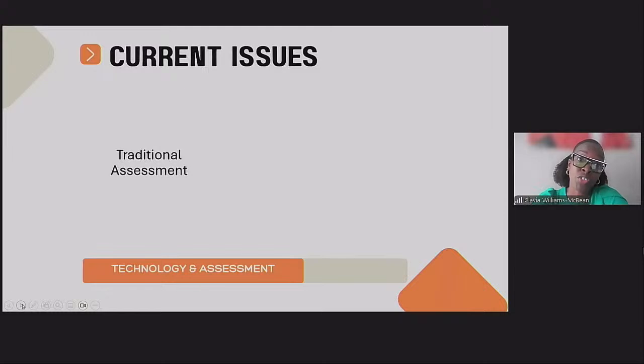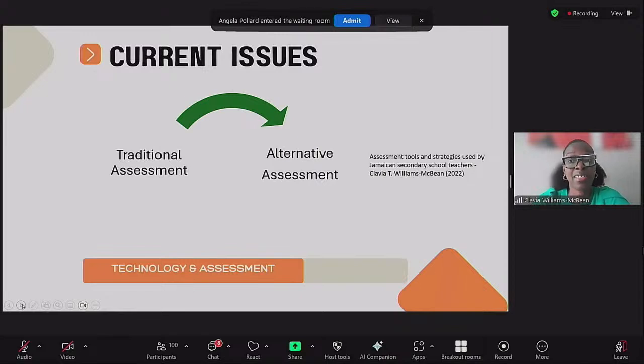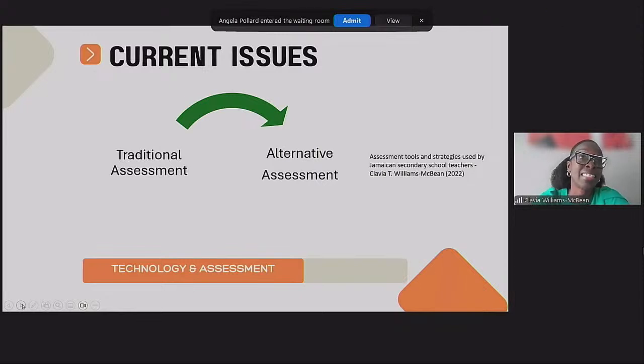Writing about how you would drive a car is different from actually driving a car on the road with the trucks coming at you, the bad drivers, the taxi drivers, and all of those things. So writing about it is completely different from being able to do it. So because of the discontent and the limitations of traditional assessment, we saw policy shifts to alternative assessment. However, based on a study I did in 2022, looking at the assessment strategies and tools used by Jamaican teachers, most of our teachers are still predominantly using tests.